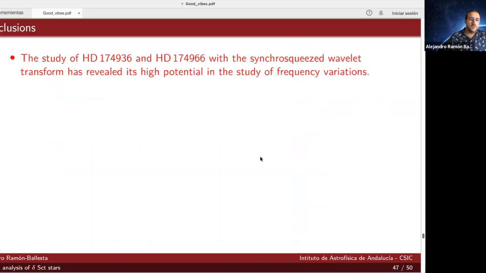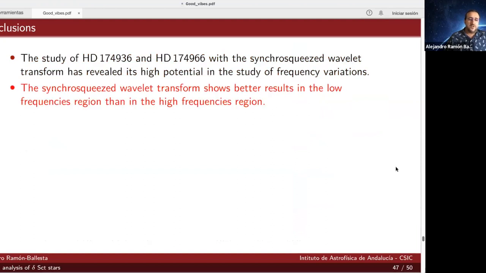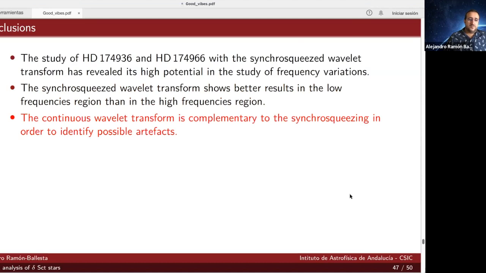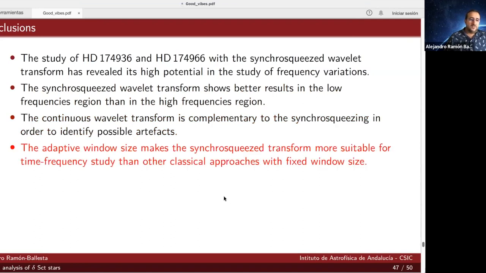So, in conclusion, the study of HD174936 and 966 reveals the high potential of the synchrosqueezing transform to study frequency variations in light curves. As I said several times, the synchrosqueezing transform shows better results in the low frequency region than in the high frequencies, and these low and high frequencies are defined by the sampling frequency in the end. The use of the continuous wavelet transform without synchrosqueezing is also useful to identify possible artifacts of the synchrosqueezing algorithm. And the adaptive window size makes the synchrosqueezing transform more suitable for time-frequency study than, for example, the short-time Fourier transform, at least in the low frequency region.